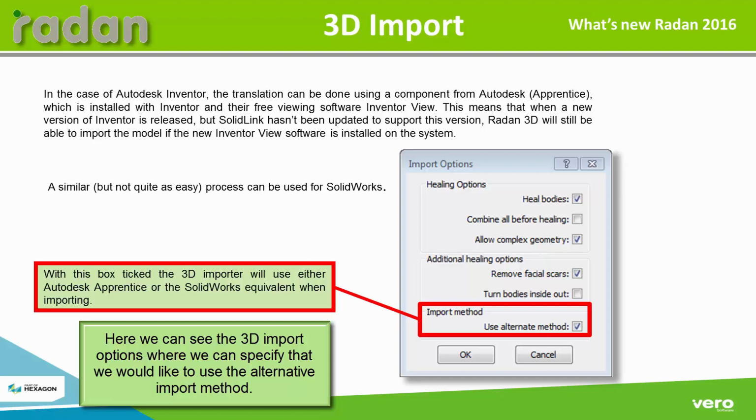With this box ticked, the 3D importer will use either Autodesk Apprentice or the SolidWorks equivalent when importing either of these file types. Here we can see the 3D import options where we can specify that we would like to use the alternative import method.